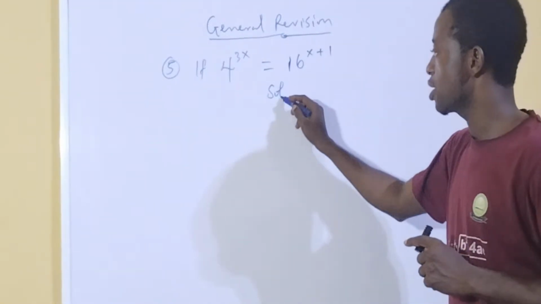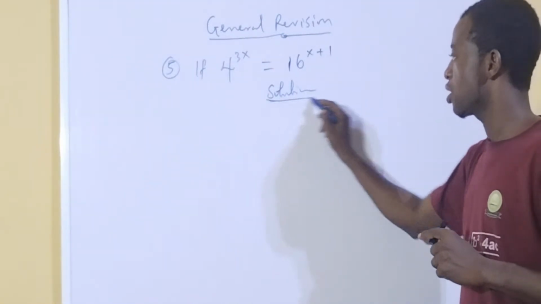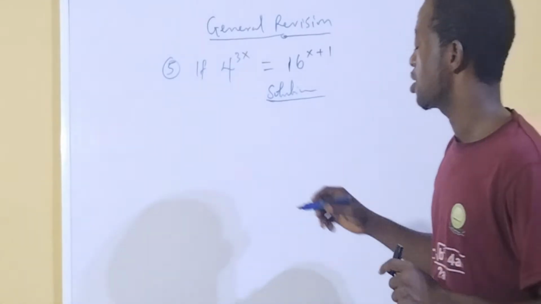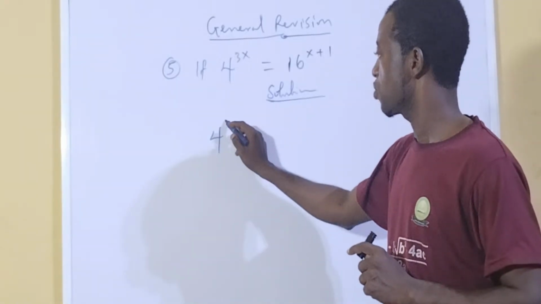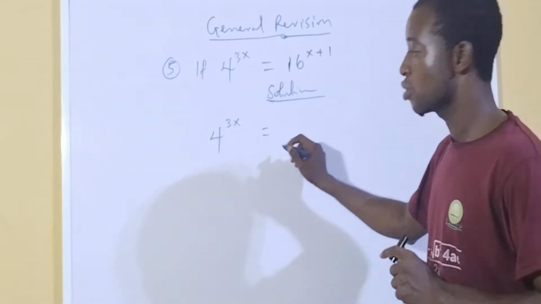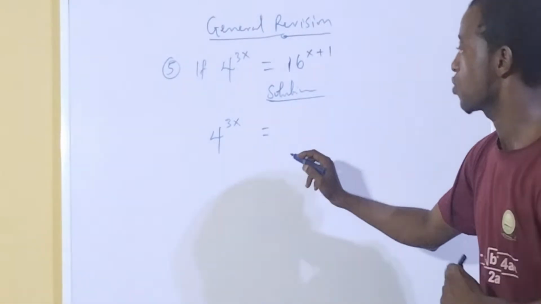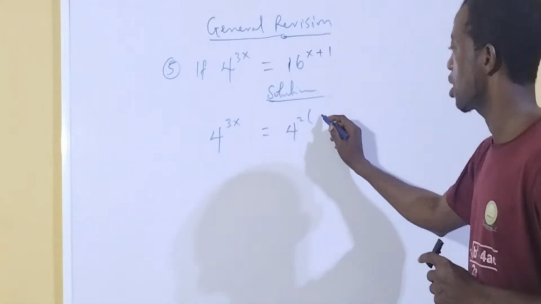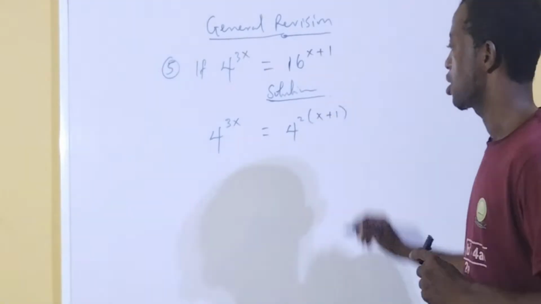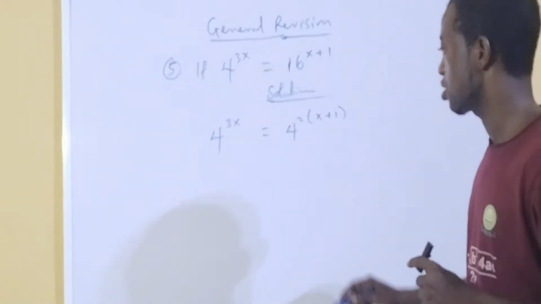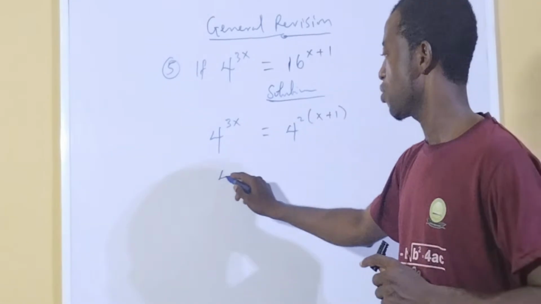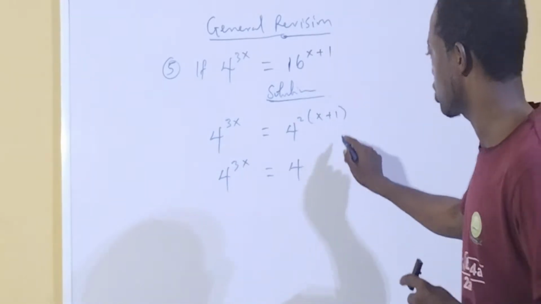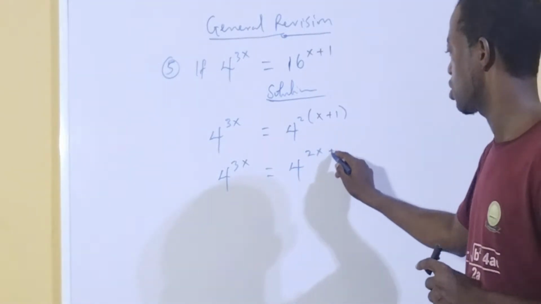Solution here. To get the value of x, this is a simple indices equation. We can change both sides to have the same base. That is, this side is already in base 4. We have 4 raised to power 3x equals to, we can also express this side in base 4. That is, we have 4 squared, that's 16, which is also raised to power x plus 1. Then when we solve this further, we can open this bracket. So we have 4 raised to power 3x equals to 4 raised to power 2, open this bracket, we have 2x plus 2.